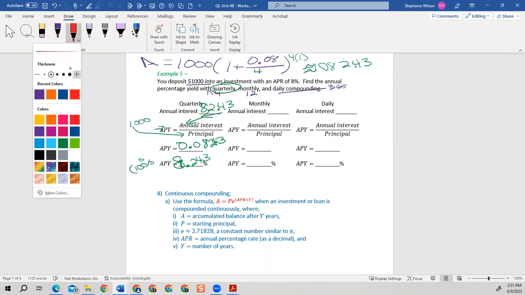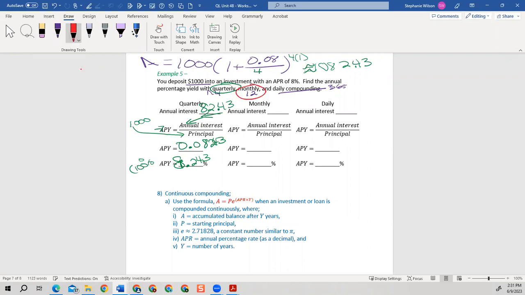All right, so now what happens? We're doing monthly, so no longer 4, we got 12. So now take that 1,000 and we're going to factor in 1 plus that fraction because the interest didn't change, but it did change how it compounded. We're going to raise it to the 12 times 1. And now we get $1,082.